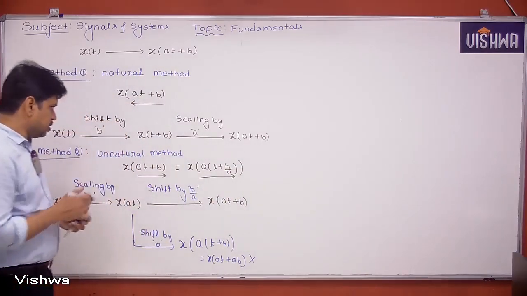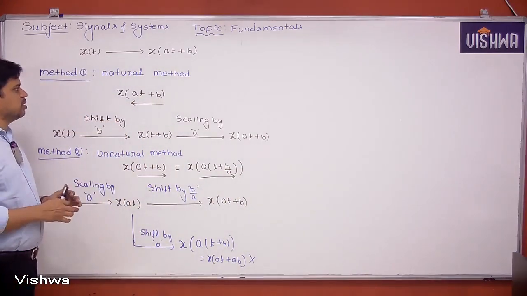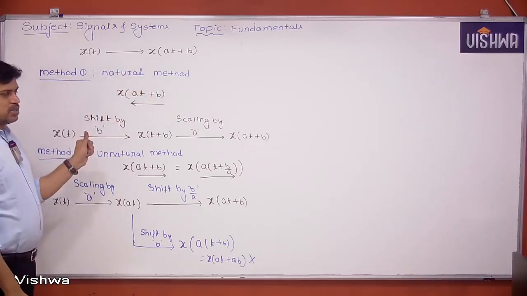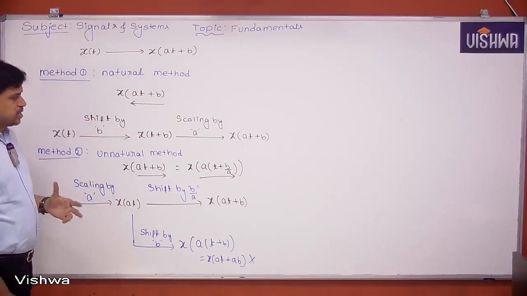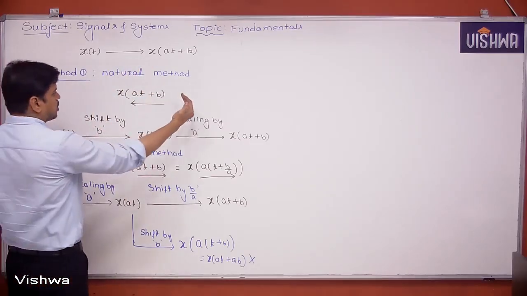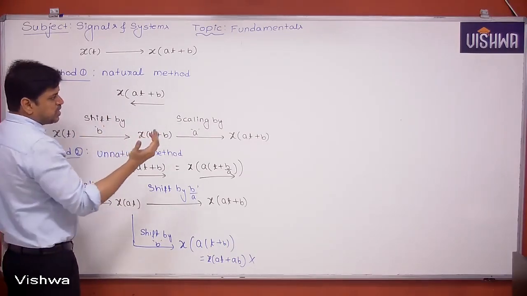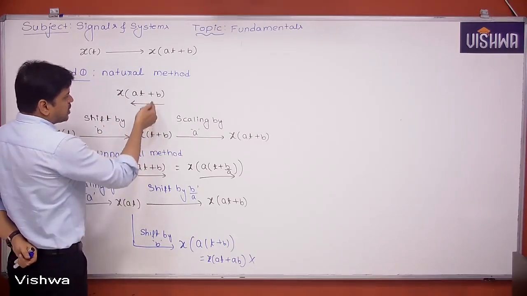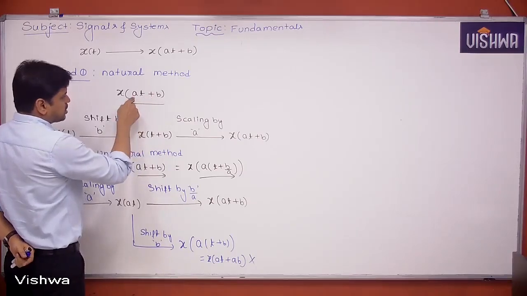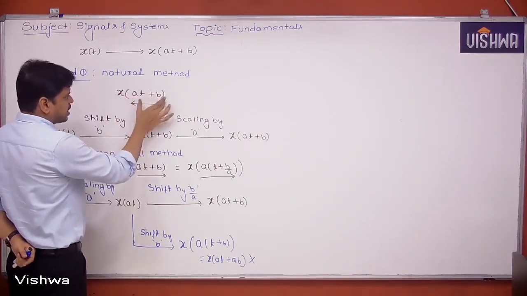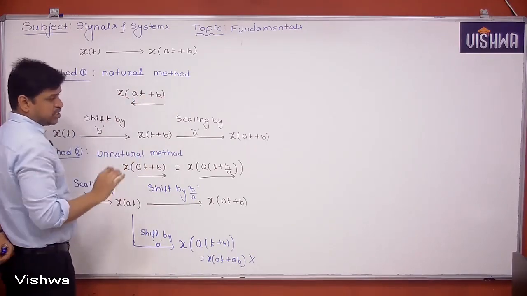So listen carefully to what I am trying to say. In the natural method, to apply multiple operations, we have to go from right side to left side. So in this direction we have to move. If I move in this direction, first I can apply the shifting by b, then scaling by a. That's exactly what it looks like. I am doing the natural method.